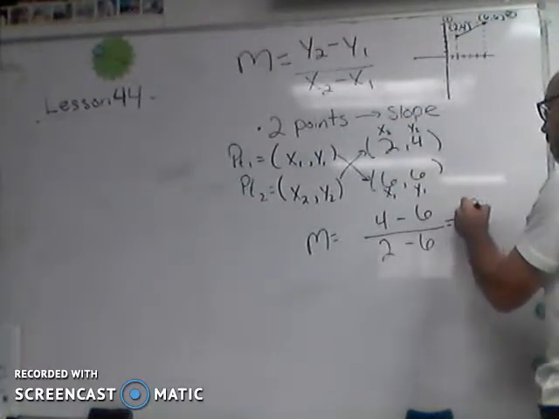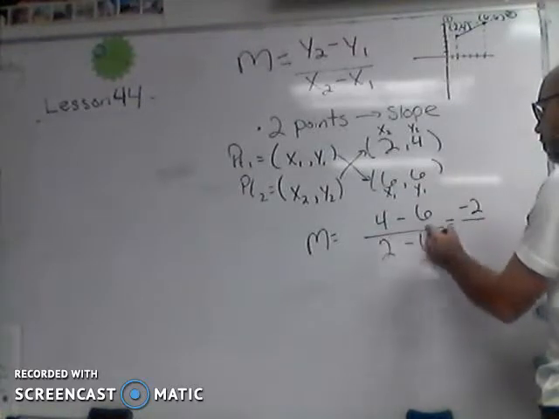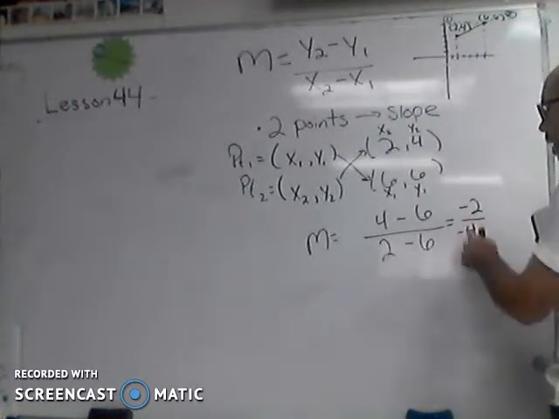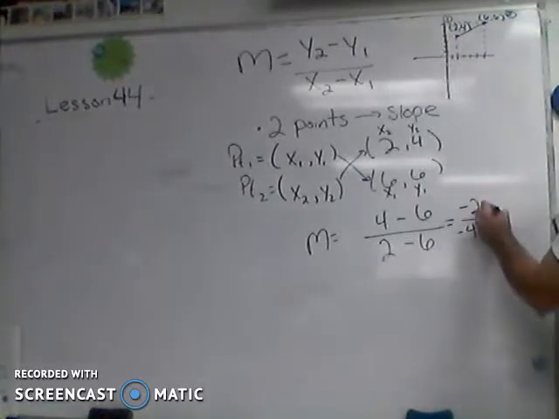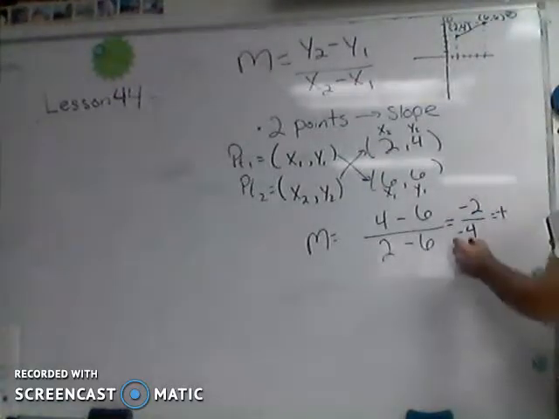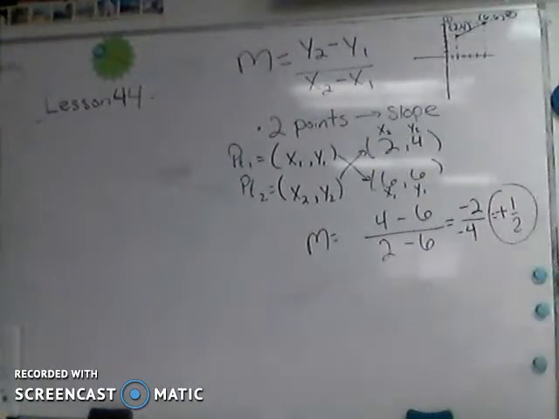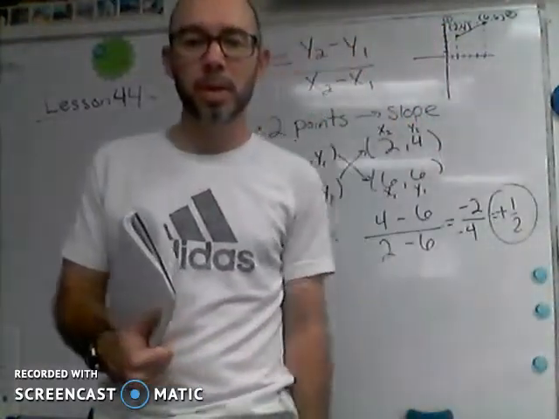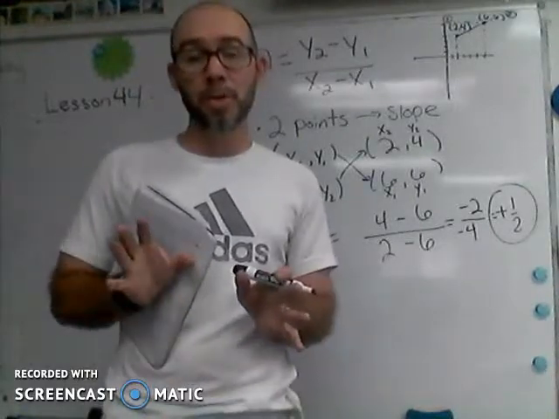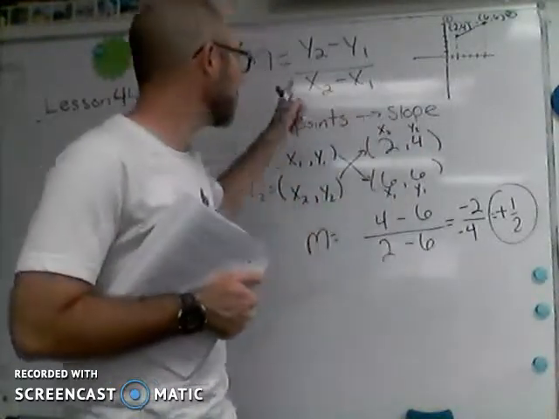4 minus 6 is negative 2. 2 minus 6 is negative 4. Well, it's a negative divided by a negative, so that still results in a positive value. Then this fraction reduces down to 1/2, which is the exact same answer that we had when we picked the other points.